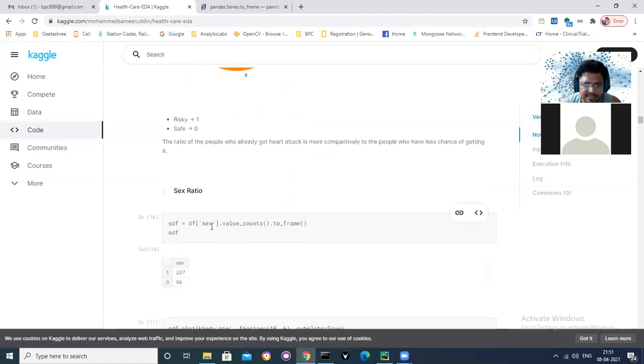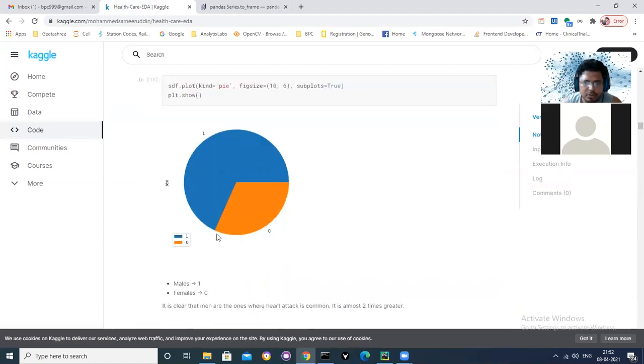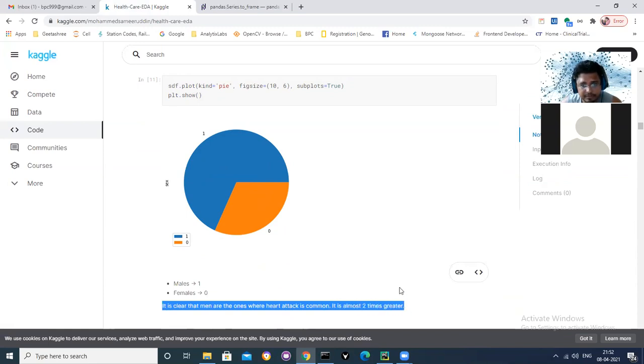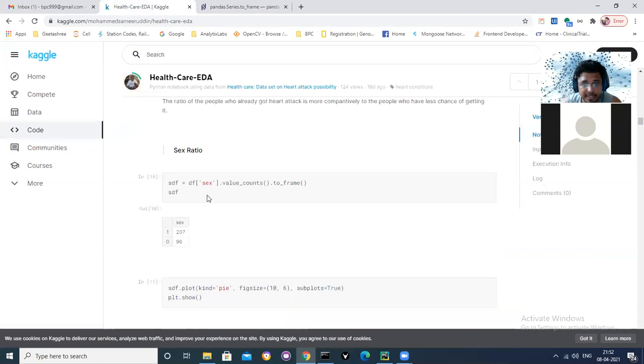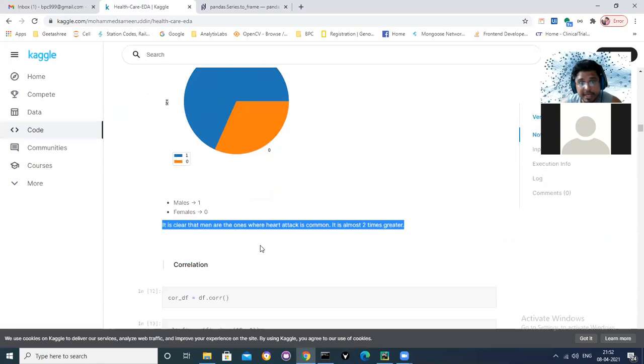Similarly, see sex. You wanted to see how many people participated. 200 males and 96 females. So more males participated than females, and it's clear that males are the ones where heart attack is common. It is almost 2 times greater. This is a very important finding. Why are men having more heart attacks?